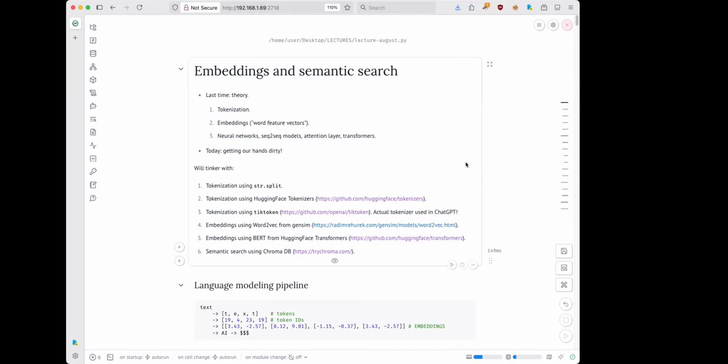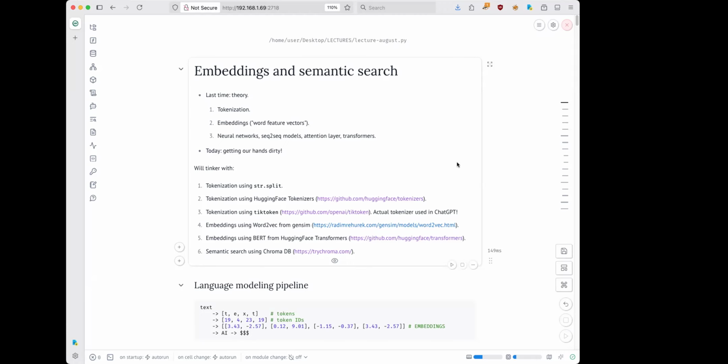It produces some kind of output, like a continuation of our text, or maybe classifies something or predicts whether the stock market will crash today or not, and so on and so forth. So all of this was just theory. Today we get our hands dirty. Today we dive into code, and we see how exactly we can use transformers and embeddings for fun and profit.